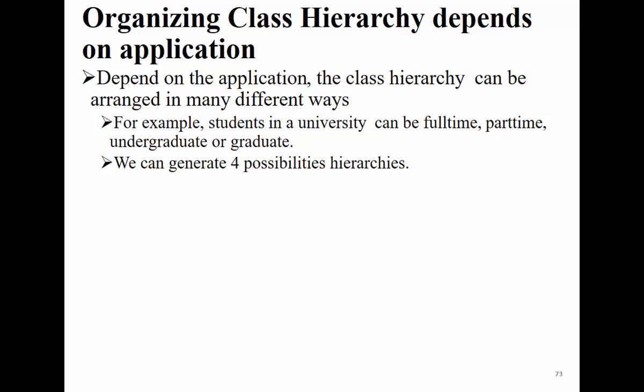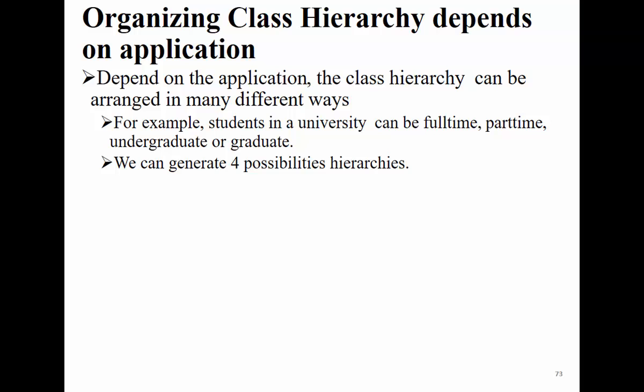For example, if you are going to build an application for a university, inside the university you have four different categories: full-time, part-time, undergrad, and grad. On this slide, I have four possible hierarchies. I would like you to take half a minute and draw a hierarchy that you might propose for that application. So you go to the university, and there is a student in the university.